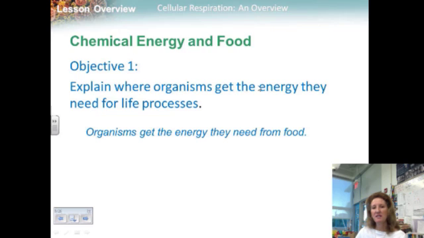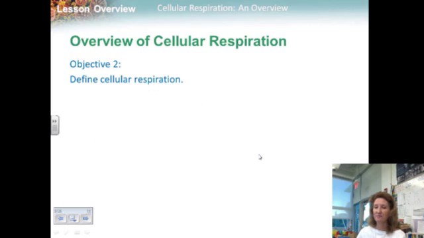So objective 1 is explain where organisms get the energy they need for life processes. Yeah, we get it from food is the simple answer. Don't forget those macromolecules, people. All right, objective 2, define cellular respiration.